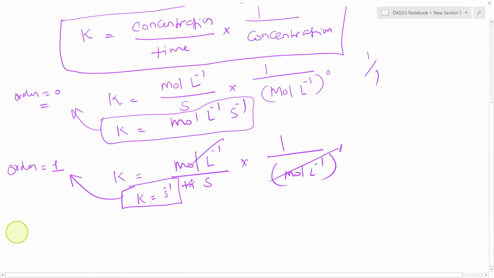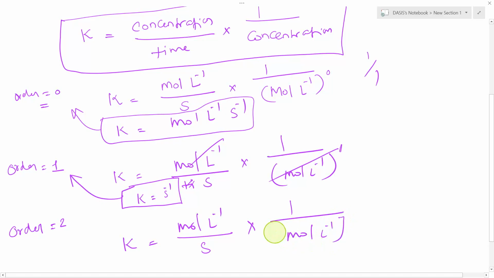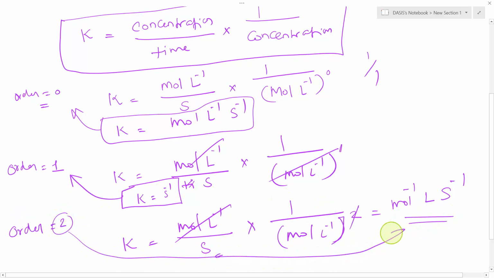Got it? Let us go for second order reaction. If order is 2, so k is equal to mole per liter with respect to time into the concentration term, mole per liter raised to its power. What is the power here? 2. So what happens here? This one and this one get cancelled. Got it? So we can write it as per mole, and liter per liter is also in the denominator, so it can be written as liter. And this is per second, right? So this is the unit of rate constant for second order reaction.